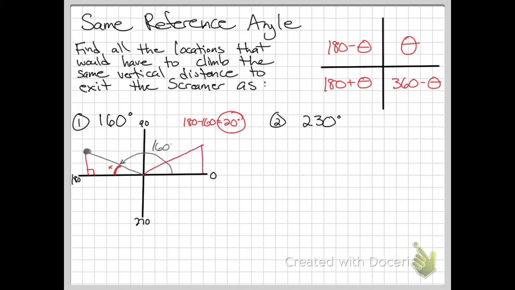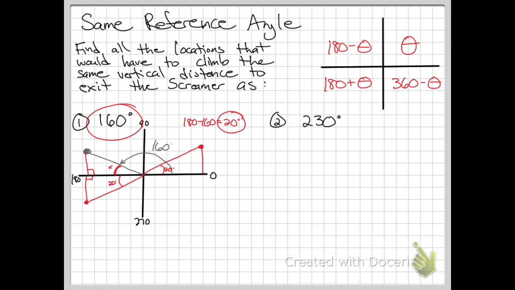If I could draw this well. This would be the same vertical distance, because it's 20 degrees, to get off the screamer. So that's quadrant 1 and quadrant 2. Remember, 160 is one of the 4 answers. Then, in quadrant 3, there would be a matching triangle. Just reflect that triangle over the x-axis, this 20 degree angle. So let's do that one.